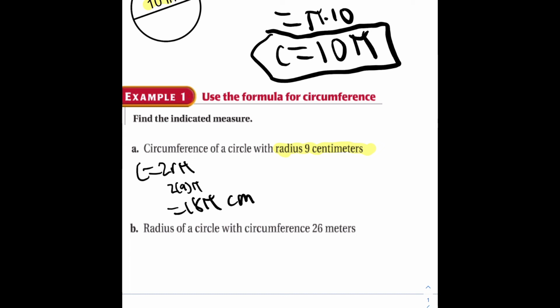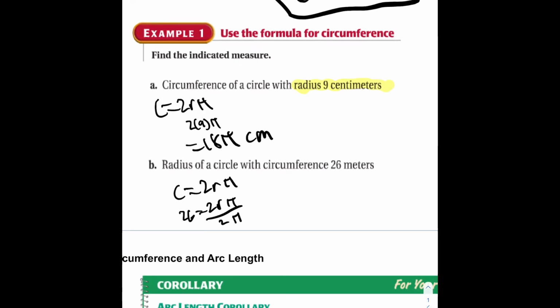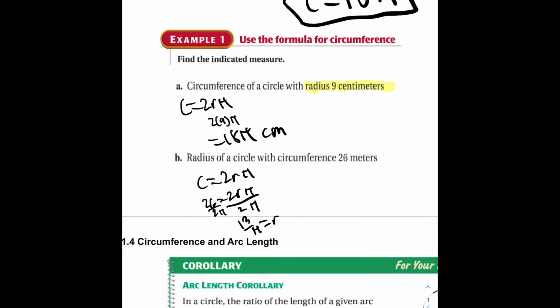Find the radius of a circle with a circumference of 26. So again, I'm going to work backwards this time. The circumference is 26, and I need to divide by 2 pi. So I'm going to get 13 over pi equals my radius. 13 divided by pi is my radius. So again, if you wanted to use your calculator, 13 divided by 3.14, and you could get the answer.